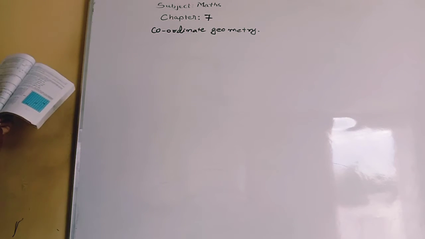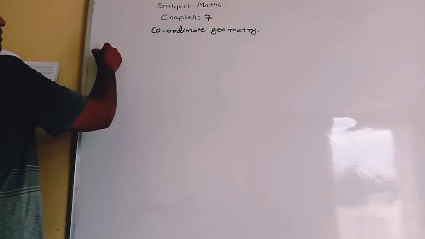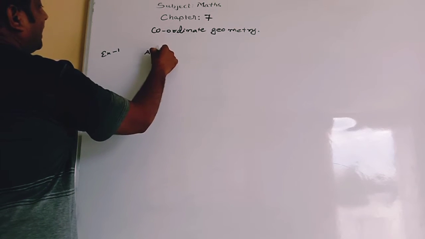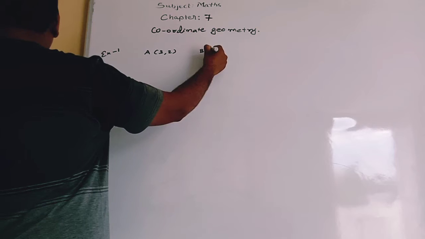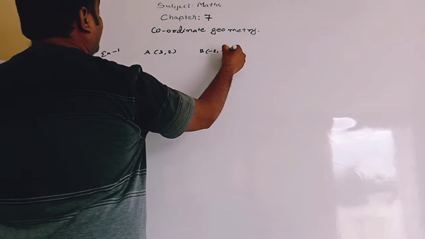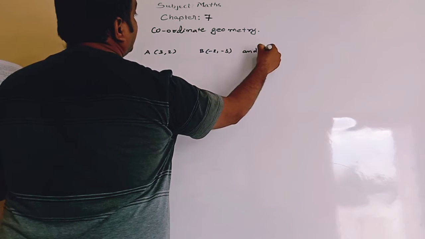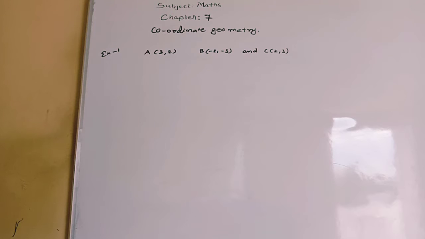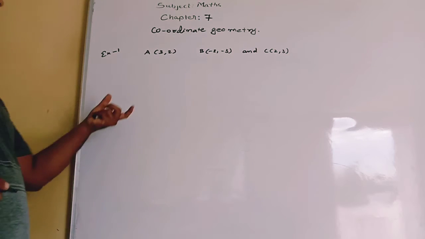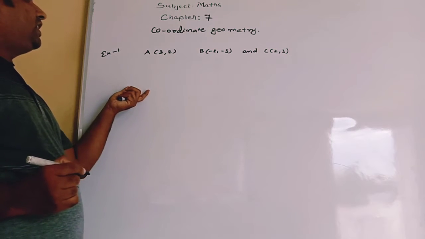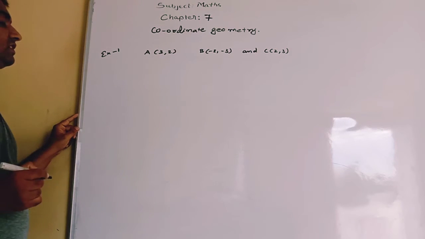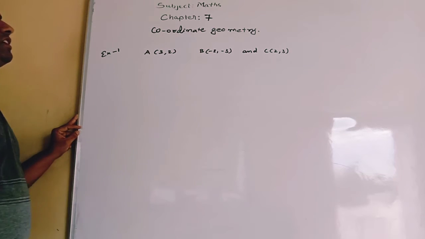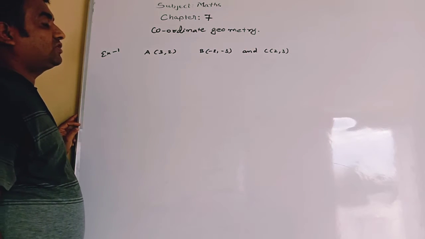So let's see the examples of the distance formula. So example 1 is there. If the three points are there, A (3, 2), B (-2, -3) and C (2, 3), are they the vertices of a triangle? If yes, which type of triangle is it? So here we know that the sum of two sides is greater than the third side, then we can say that yes, they are the vertices of a triangle.